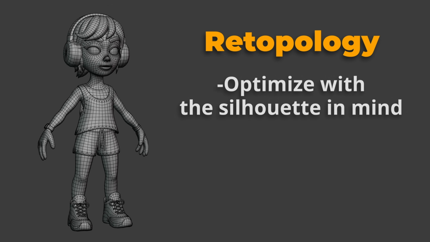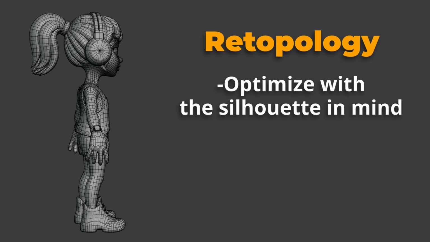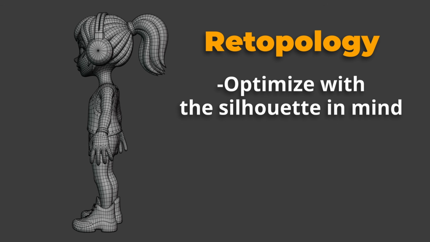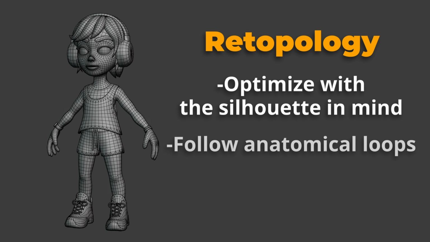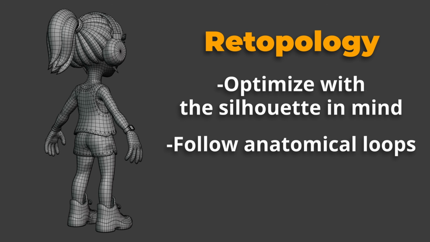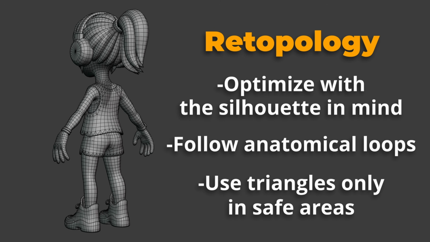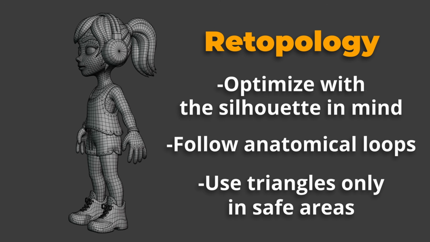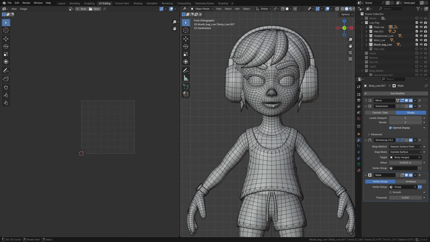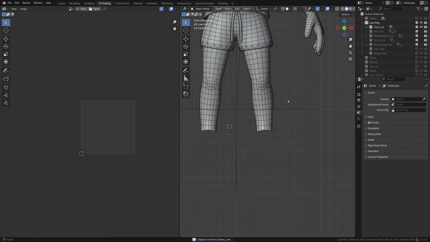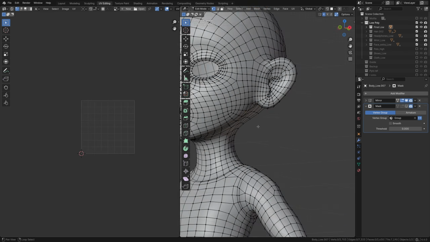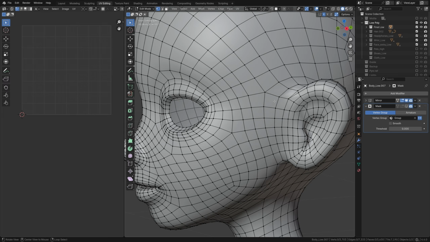Some tips for this stage: always optimize with the silhouette in mind. Even if it's low poly, some contours really need that extra geometry. It's also extremely important to follow the anatomical loops, so the mesh deforms correctly during animation. And one last note, don't be afraid of using triangles. It's fine to add triangles in areas that don't affect the flow of the mesh. Alright, now I start assigning objects into different collections so I can keep my file organized. And from here, we move on to the UV unwrapping phase.